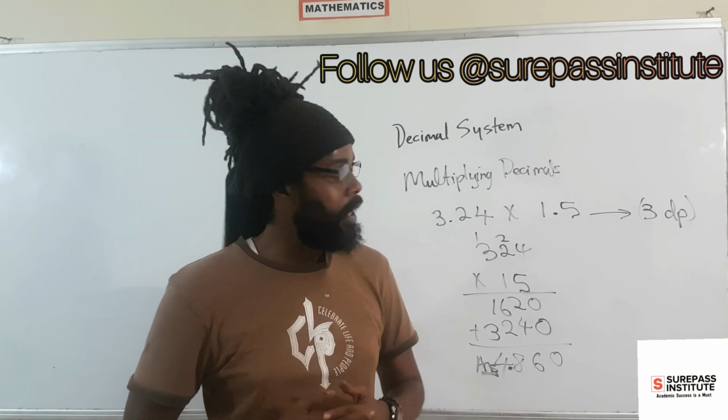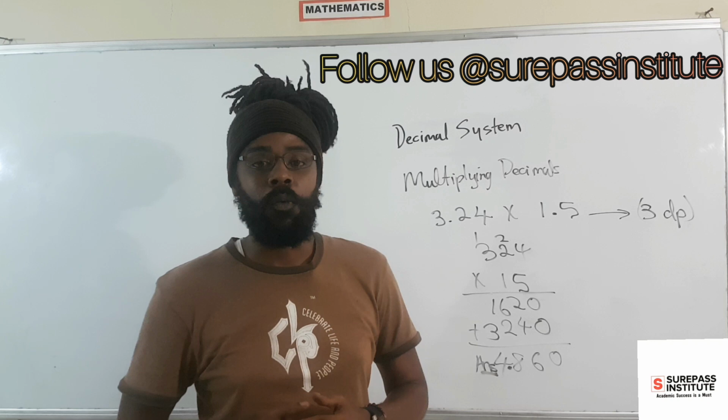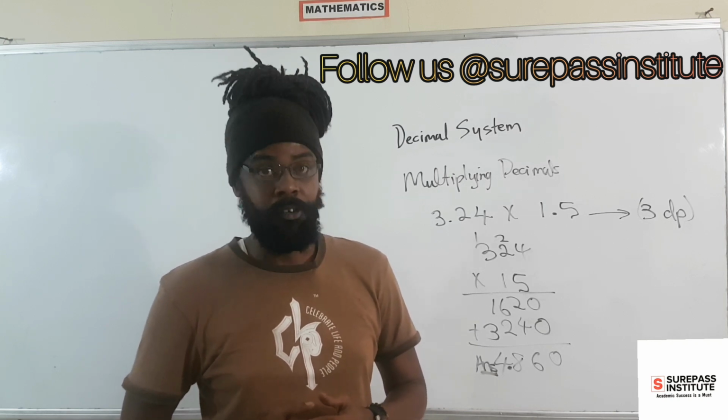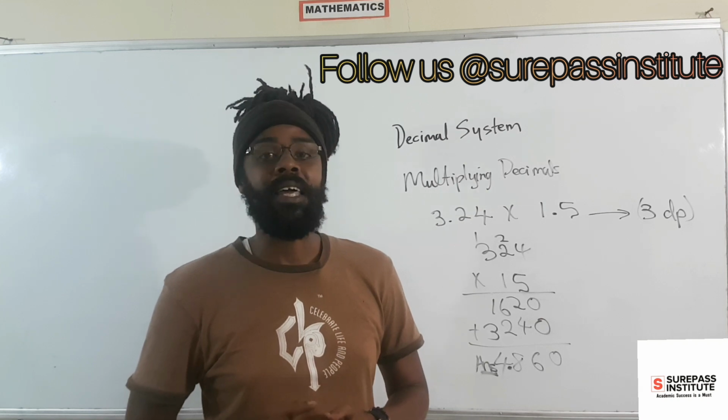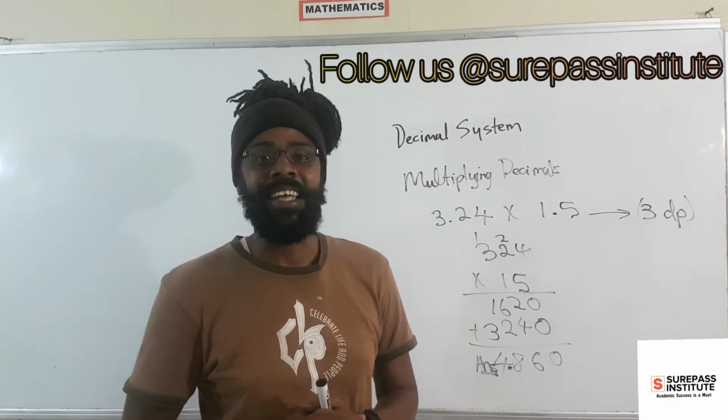Now remember, the concept says in order for you to multiply decimal numbers, we try to ensure that we count the number of decimal places in the question, then we remove the decimal point, write the numbers normally, and then we multiply, add, and replace the point at the end.